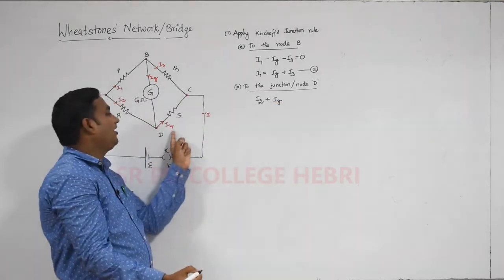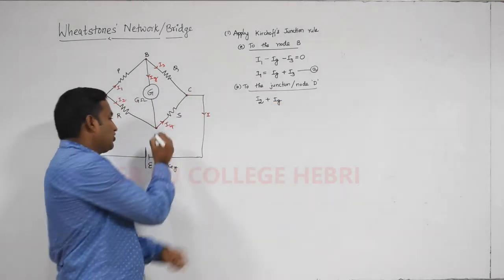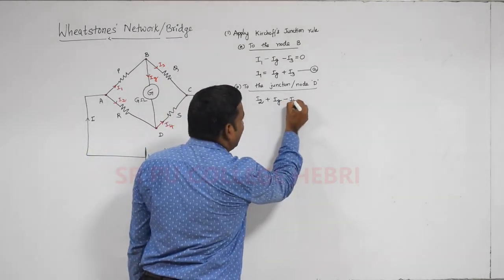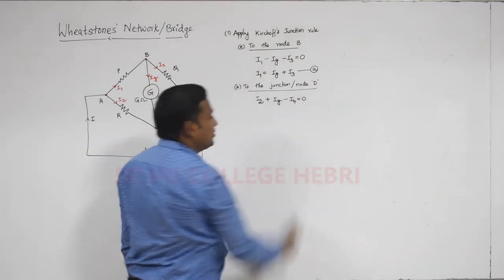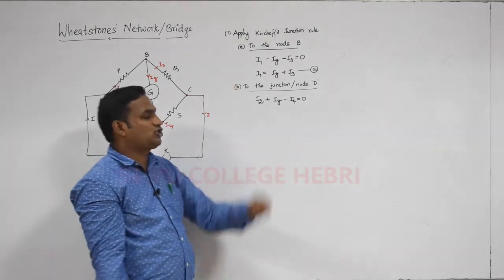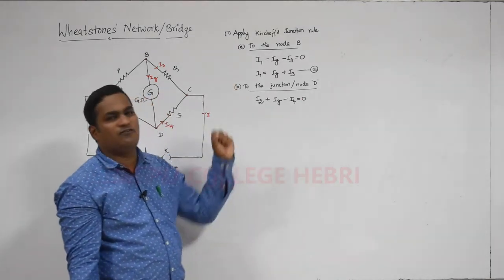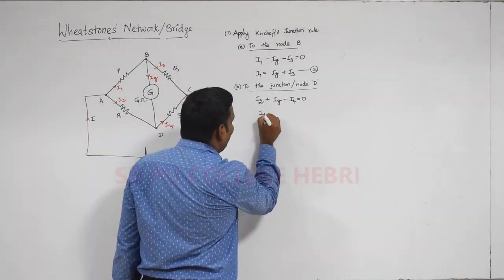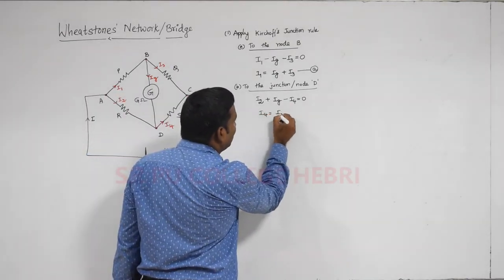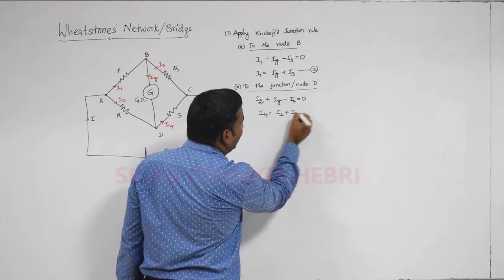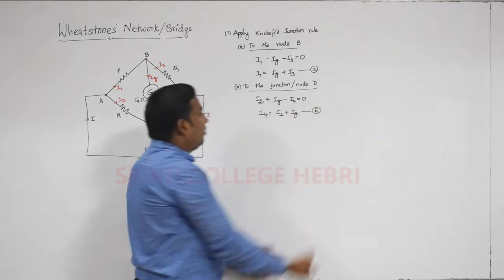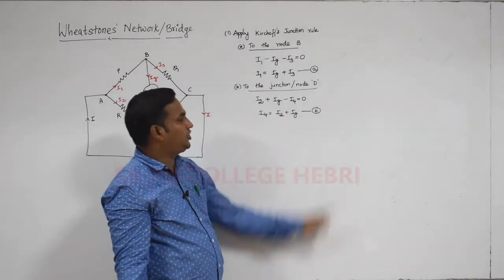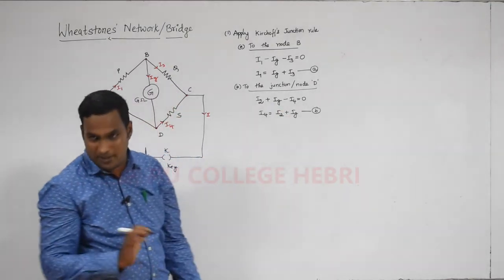But what about I4 leaving the junction? It is leaving the junction, that's why I have to take it as minus I4 is equal to 0. According to Kirchhoff junction rule, algebraic sum of current in a node or junction is equal to 0. Then we get I4 is equal to I2 plus IG. On simplifying this, I got I4 is equal to I2 plus IG. We call it as equation number B.